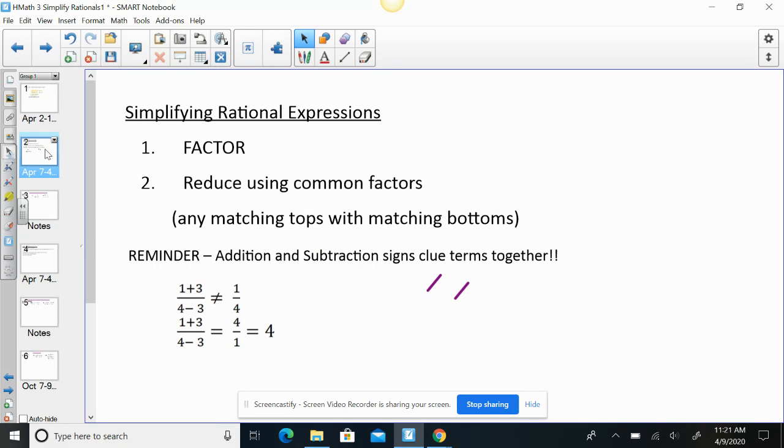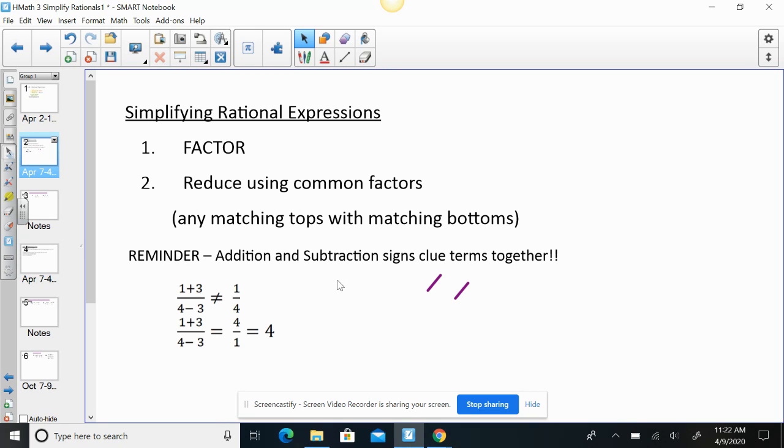The first part we're going to do is just simplifying rational expressions. So there is no equal sign in here. There's no operation, multiply, divide, addition, or subtraction, other than the division that we see in the actual rational function.